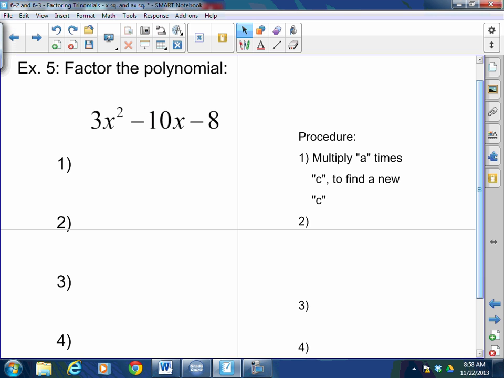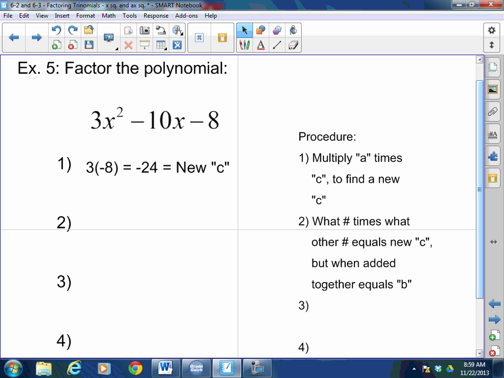So step 1. This time, step 1 is multiply A times C. 3 times negative 8 is negative 24. That's my new C. You guys are going to have to choose one method or the other. I don't care what you use. I want you to use the one you like. Step 2. What times what equals the new C, but when added together equals the B?